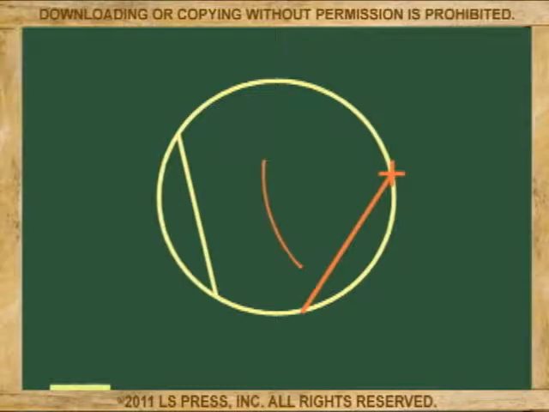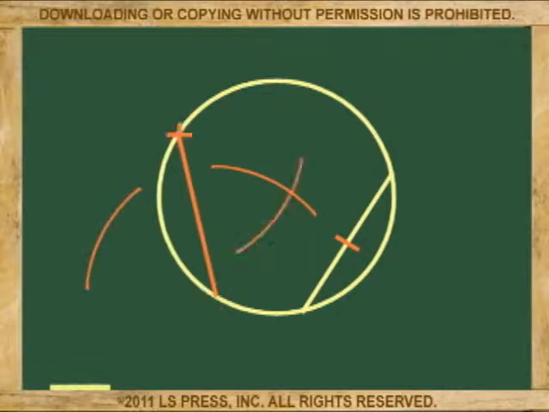Let's work with circles now. To find the center of a circle, first draw 2 chords. Bisect the chords as we did with segments before. Where the 2 bisectors meet, that's the center of the circle.